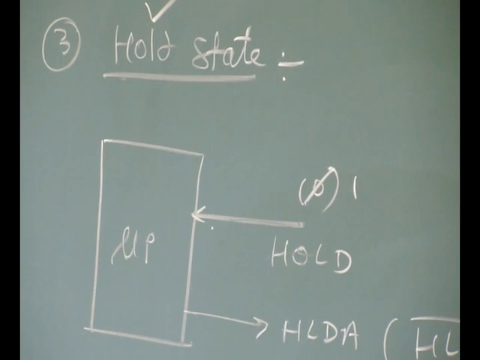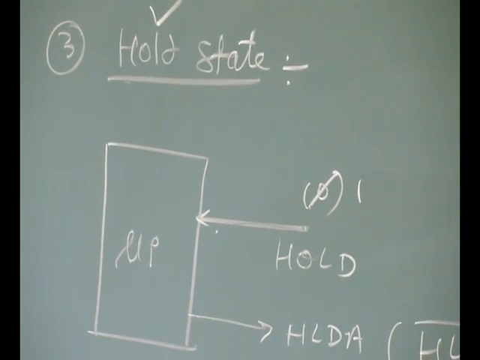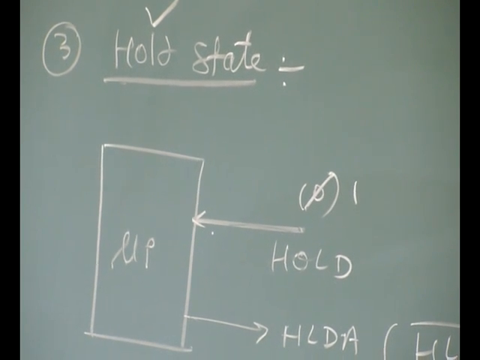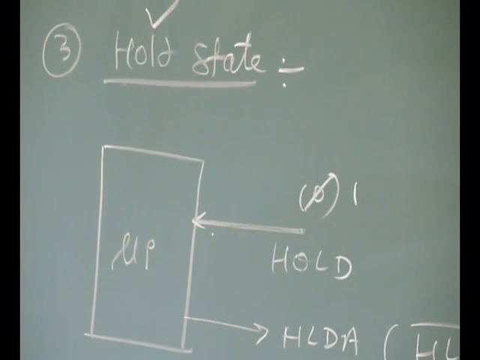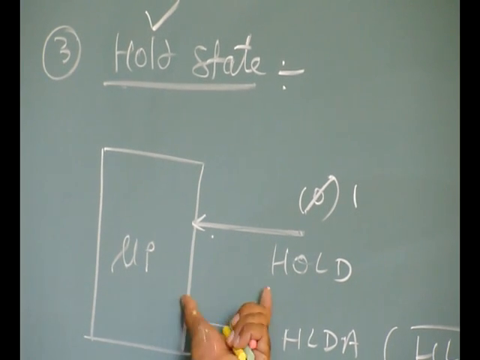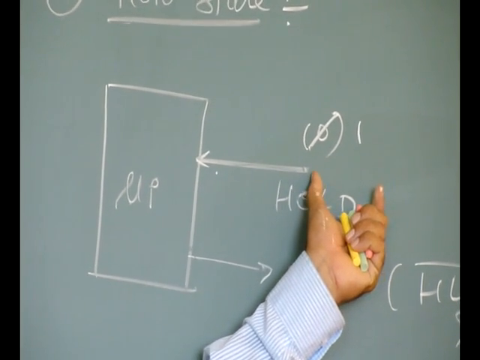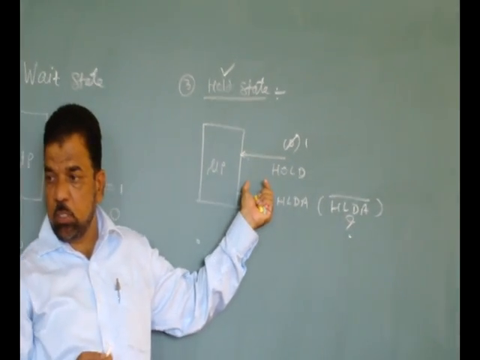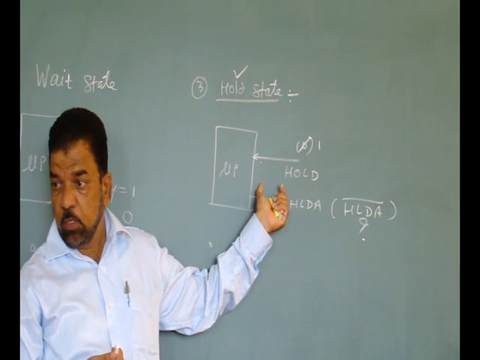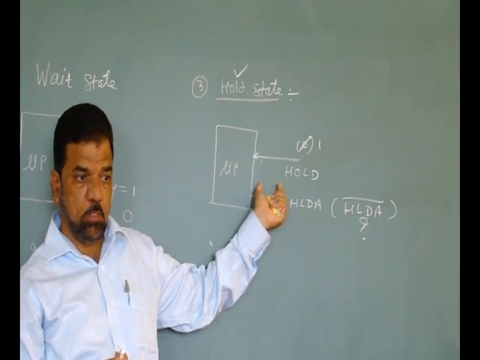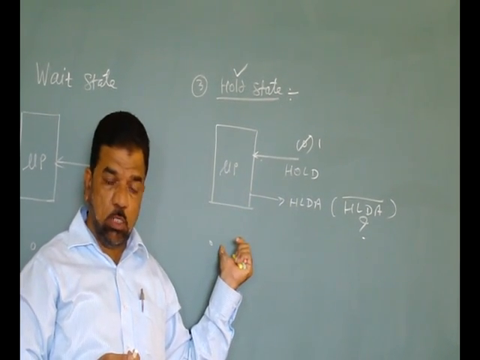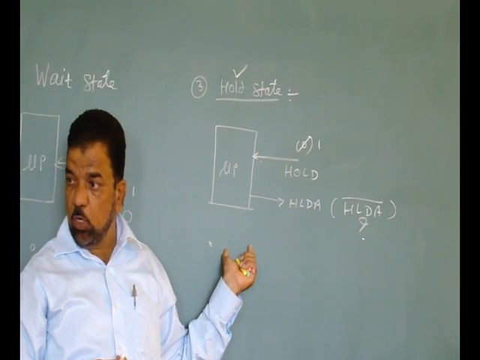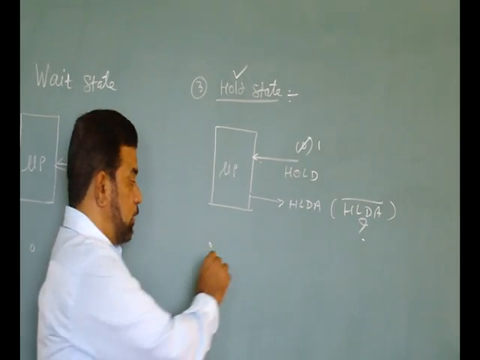And in the hold state, what are the activities now? Just see. The very first thing is the buses. The basic purpose is that some other master requires the buses. That means the buses available with the processor must be given to another processor. So the very first effect is that all the buses get tri-stated, so that those buses can be utilized by another processor. That is the first effect.